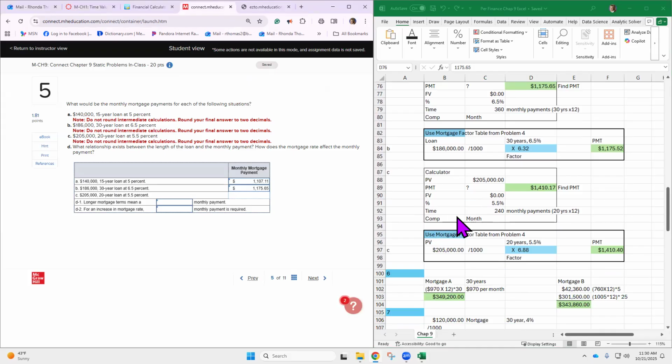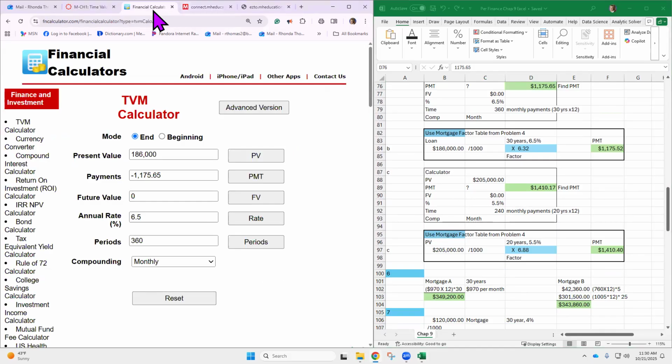And then this last one is a $205,000 loan at 5.5% for 20 years. All right, so I'm going to put that in the calculator. 205,000. We're trying to find the payment. 5.5 is this one. And now this one is a 20-year mortgage, which you don't hear about as much. You hear about 15 and 30 quite a bit, but there's others out there. There might even be others besides that too. So 240 payments, that's 20 years times 12. Okay, so I got 1410.17 from the calculator.